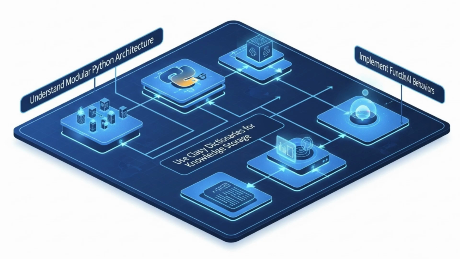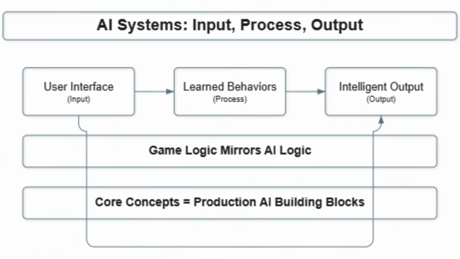You might be thinking, a game? How does that relate to serious AI? Here's the crucial insight. Every AI system, from a simple recommendation engine to a sophisticated large language model like ChatGPT, follows the same fundamental pattern we're implementing today. It receives input, processes it through learned behaviors, and then produces an intelligent output. This core loop is universal.